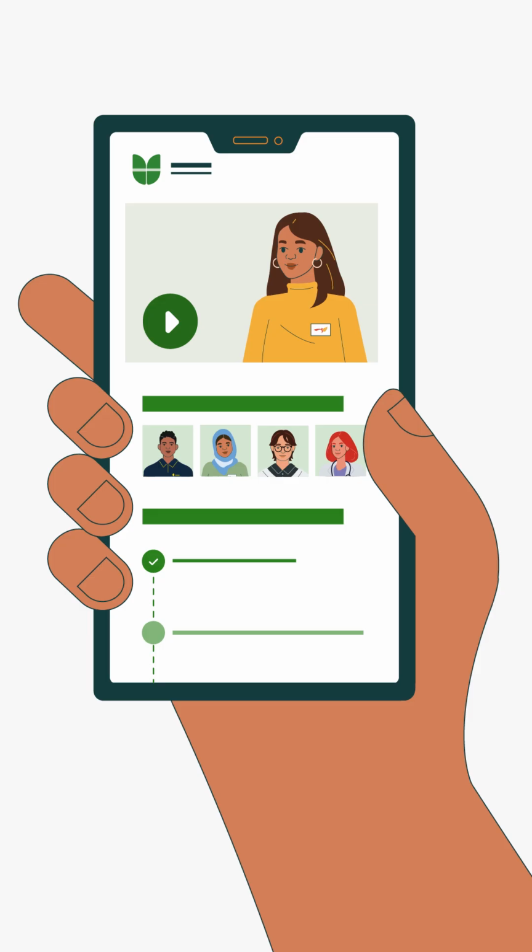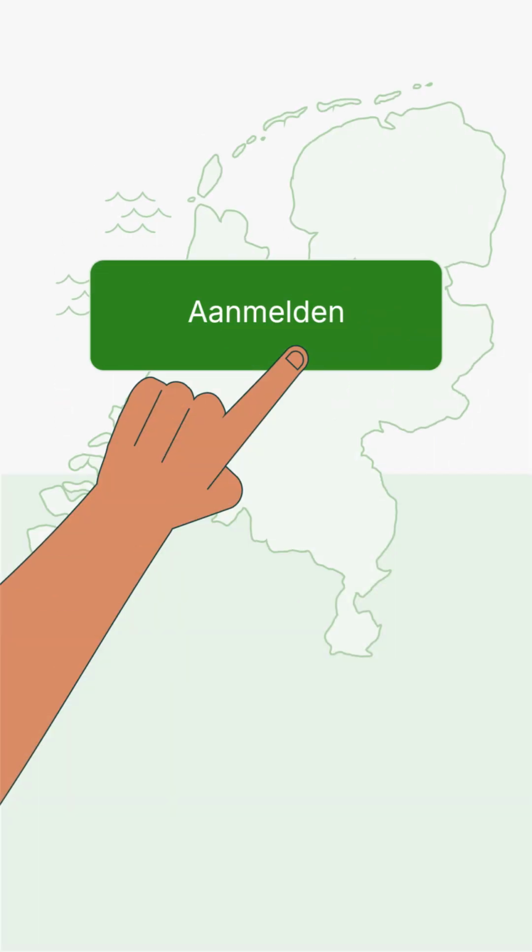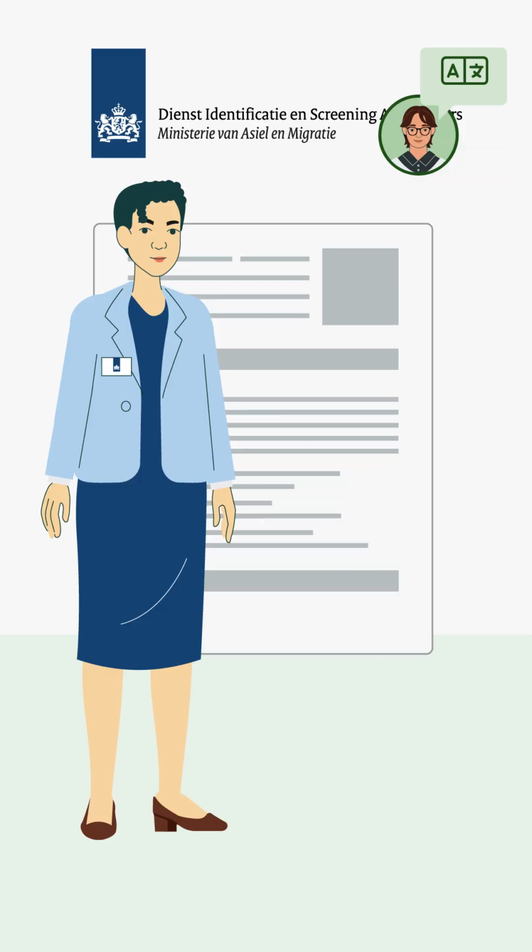In this video, we show how the asylum procedure usually works. You can also see what steps there are. Application phase. First, there is the application phase. Maybe you have already done this phase or are still in it. This phase consists of identification and registration.